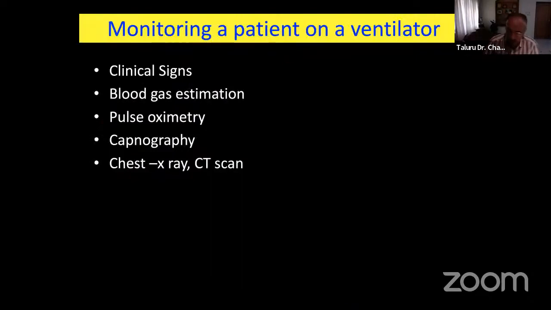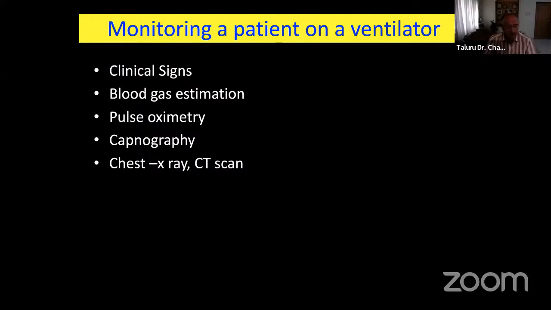So how do you monitor a patient on a ventilator, whether in anesthesia or ICU? Obviously, you should never forget the clinical signs. I have seen that most of the younger colleagues don't even wear a stethoscope now in the ICU, and they find it awkward to go and auscultate somebody's chest, but it gives a lot of information that should not be away from routine practice.